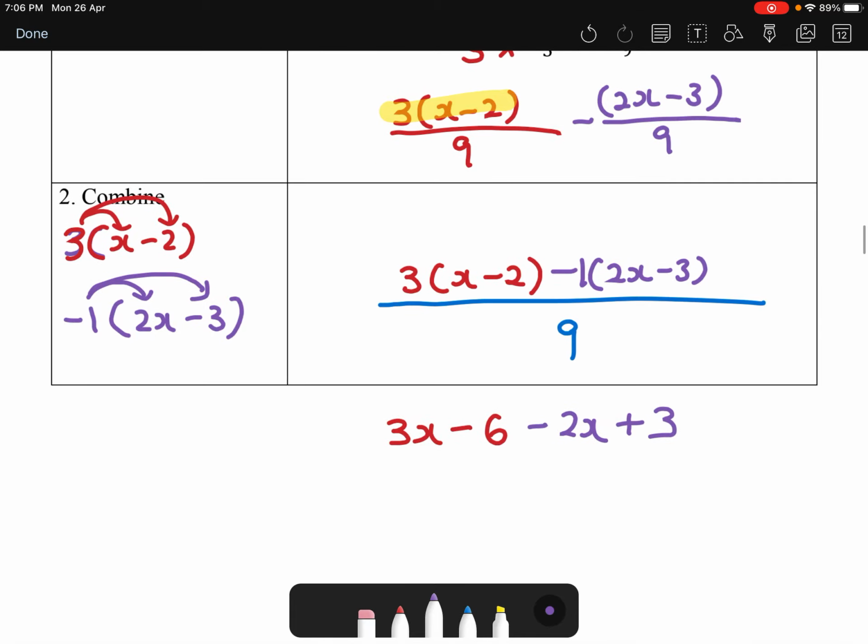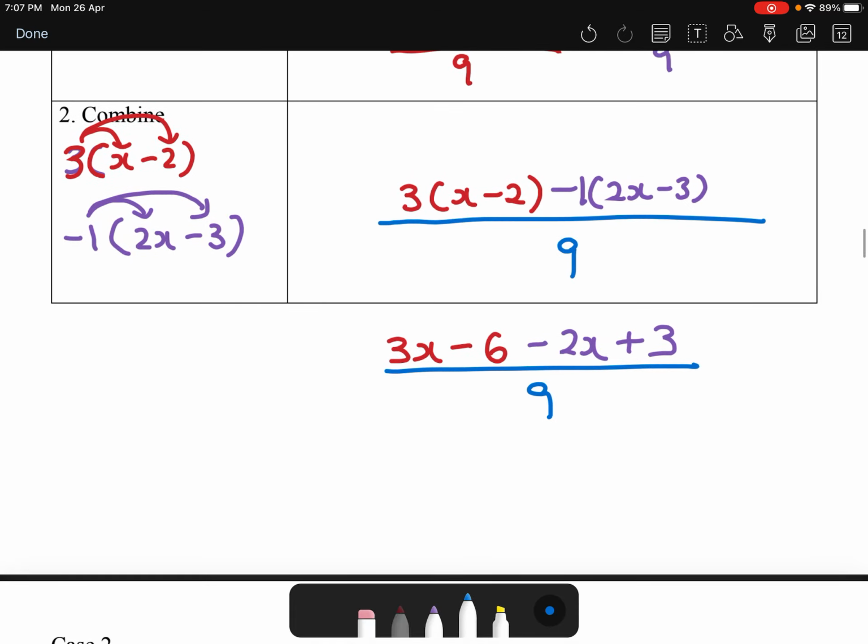Then you simplify. So the top, 3x minus 2x is equal to x. Then minus 6 plus 3 is equal to minus 3. So x minus 3 over 9. That's it. Alright, so why is it important to put a bracket?